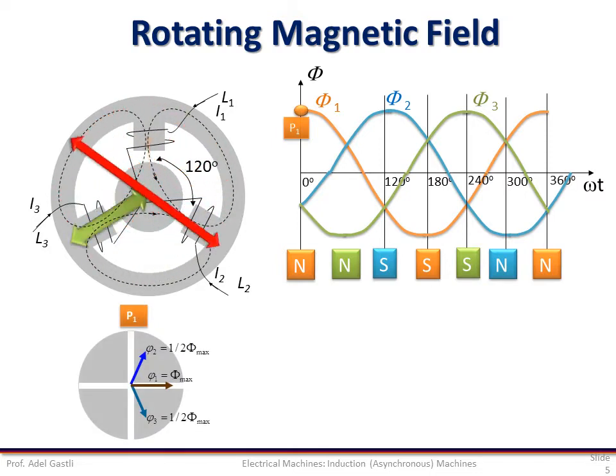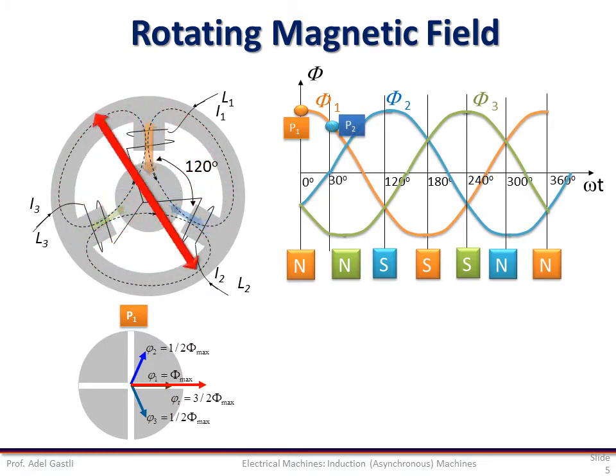For instance, let us consider the situation at point P1. At this point, the flux at phase 1 is at its maximum value, while the fluxes at phase 2 and 3 are at half maximum value. Thus, the resultant flux is the sum of the three instantaneous vectors that are displaced 120 degrees, and the resultant vector is on the horizontal axis with an amplitude equal to 1.5 times the maximum flux.